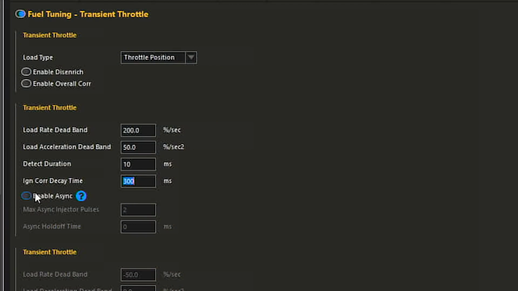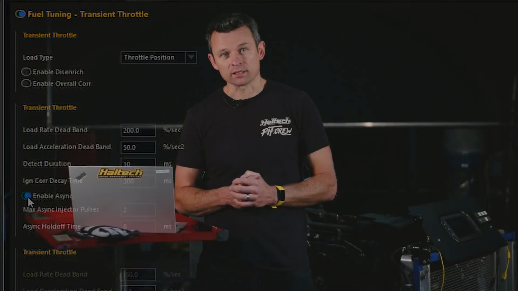Then we have this Enable Async button. Now, if I turn this setting on, I get a couple of more settings and another map to tune. But what does this async injection mean? Well, put simply, this setting tells the ECU to deliver some fuel to all of the injectors immediately when the throttle pump is triggered. Think of it a lot like that carburetor circuit. You move the throttle, you get more fuel.